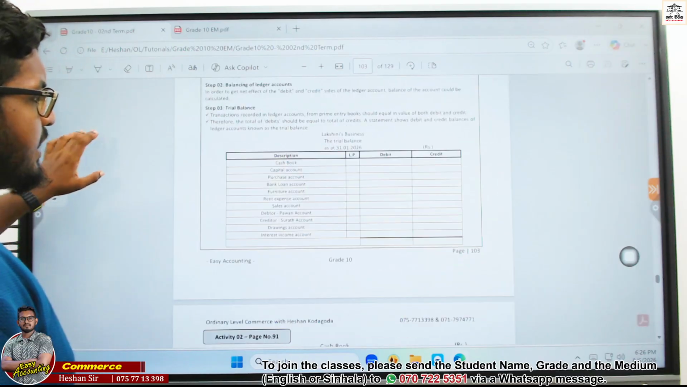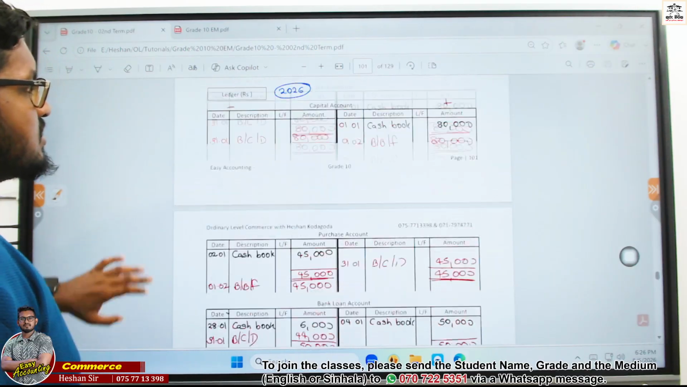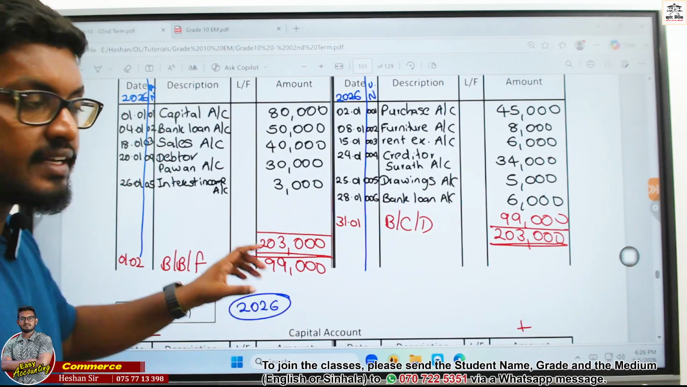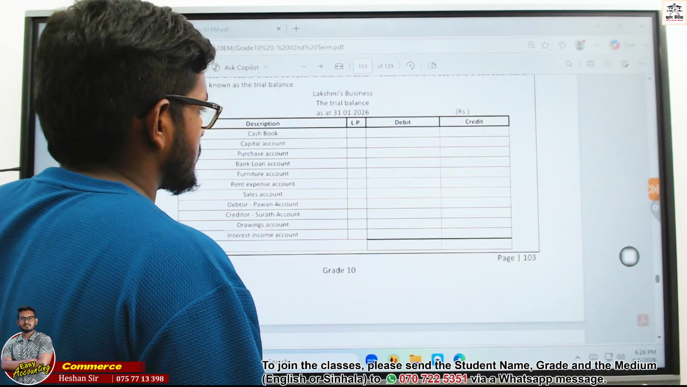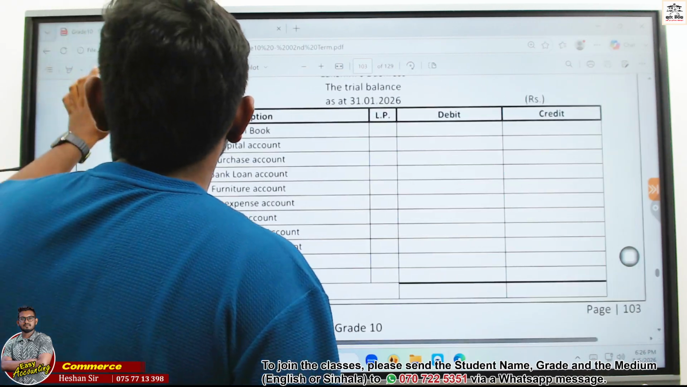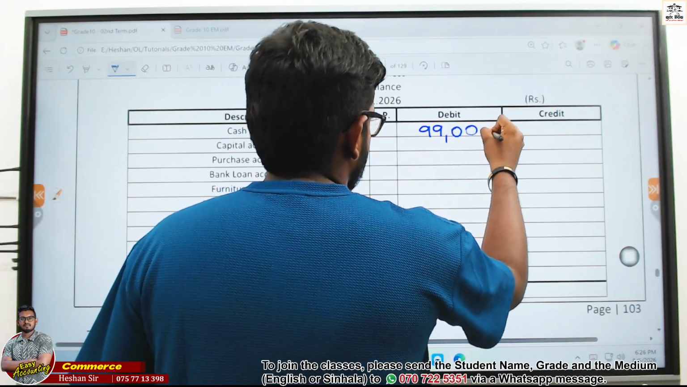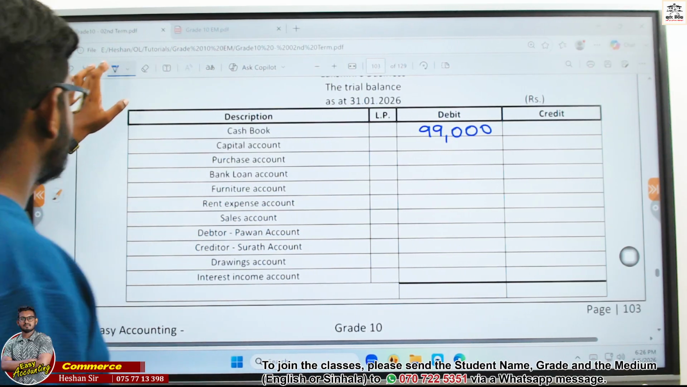Now, the cash book. Though it's a separate book, it is considered a ledger account as well. We take the balance. Can you tell me how much we got? 99,000. Okay. Go and write cash book balance, page number 103, debit balance 99,000. Faster.